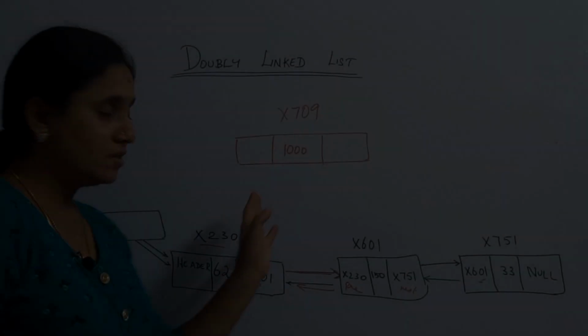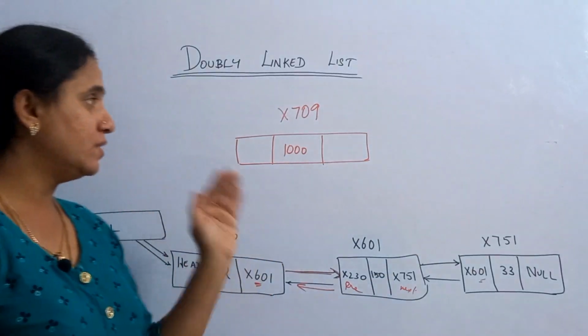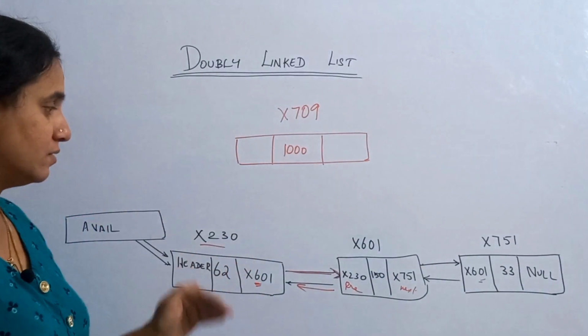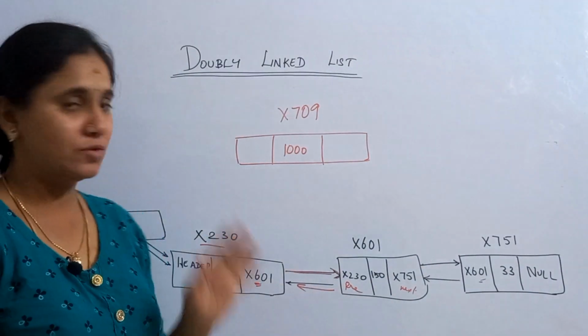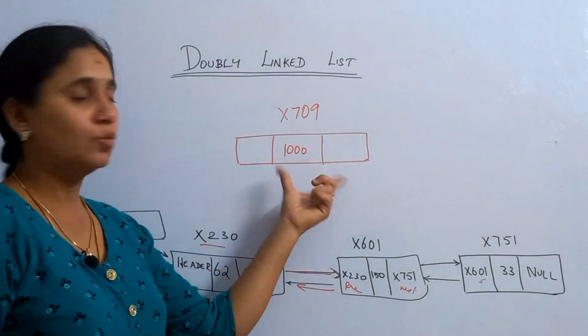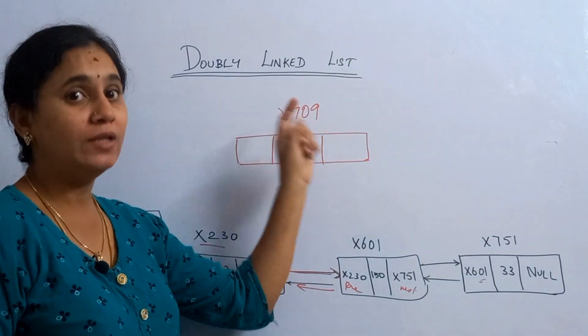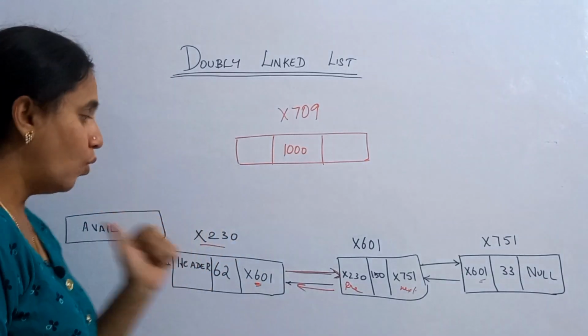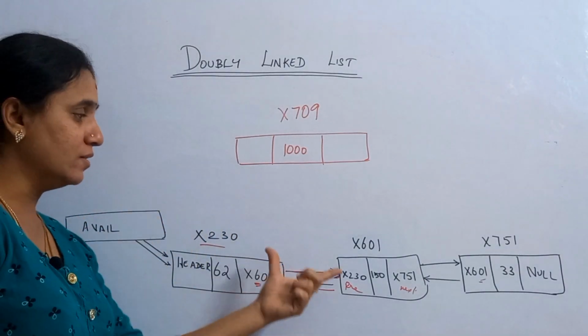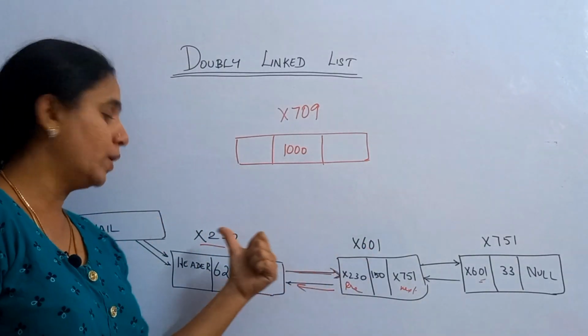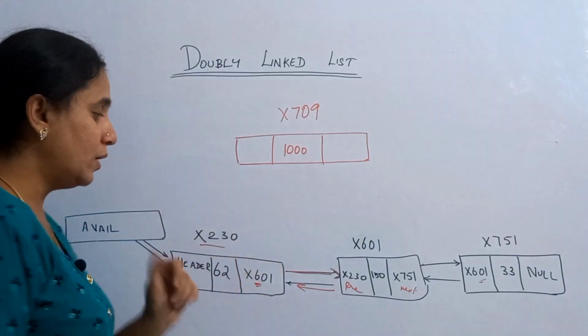Okay friends, this is a new node which is going to be inserted in the doubly linked list. How am I going to alter the pointers, you just see. This is a new node with the address x709. I am going to insert this node. What I have to do is insert it in this area, in between x601 and x230. So how will I be inserting?